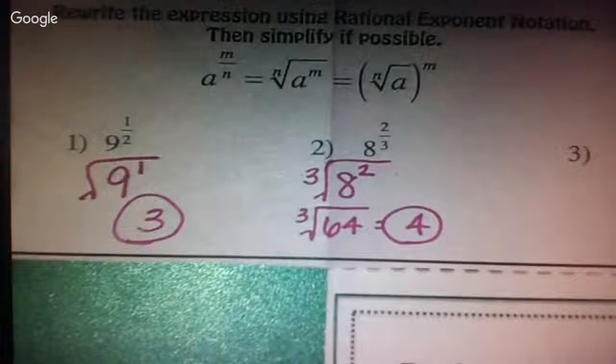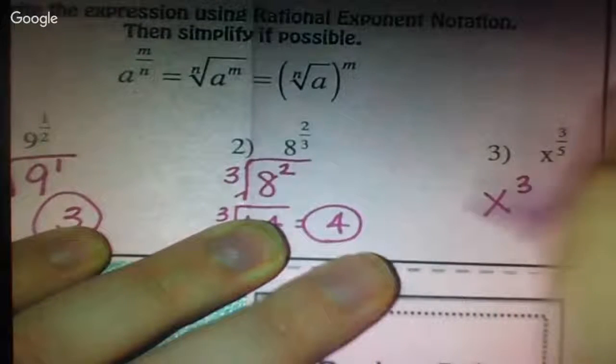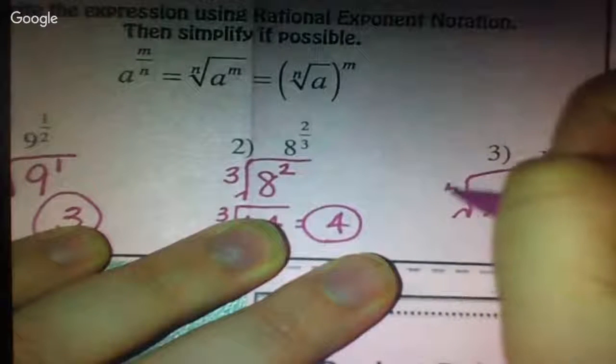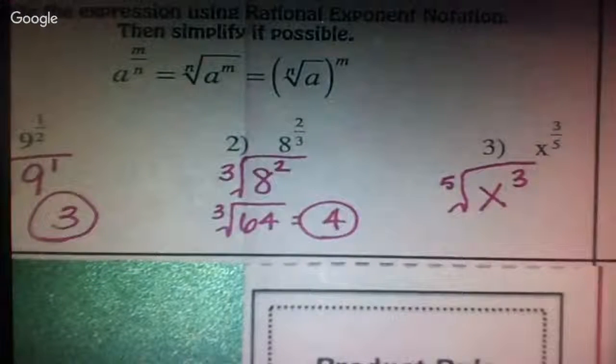Okay. The last one. X to the third. And this becomes the 5th root. Okay. You cannot solve this one. You just leave it. Is there a reason? There's not enough X's on the inside to pull out. And you'll see what I mean later. I promise. We'll talk about it.